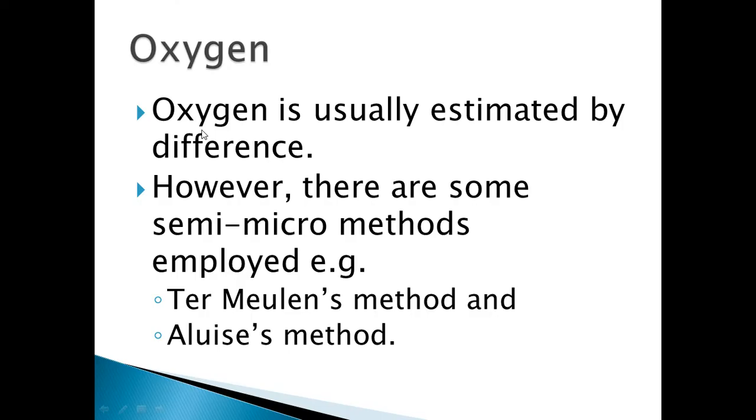For oxygen, oxygen can be estimated by difference. Remember we said the other time that oxygen is difficult to determine. So we can infer the amount of oxygen present in the compound by difference. However, there are some methods that may be used in the semi-micro model. This includes the Unterzaucher method and the Aluise method. We can use these methods to determine the amount of oxygen.